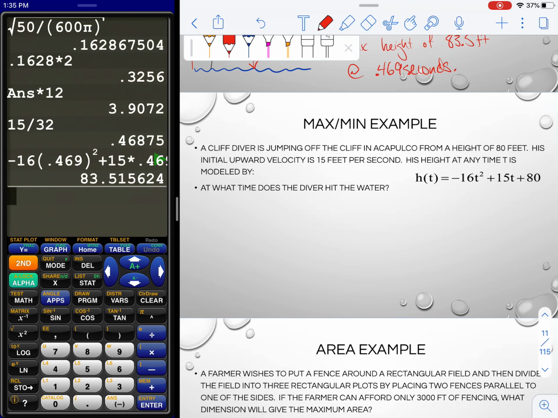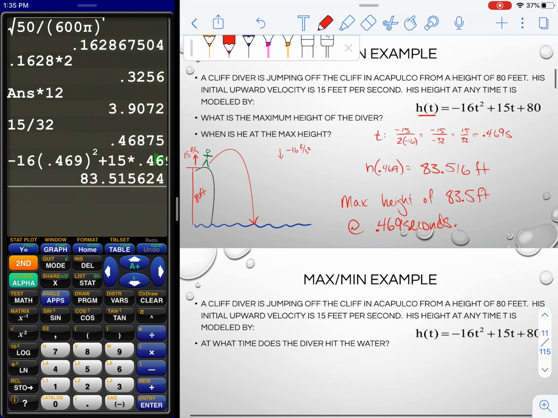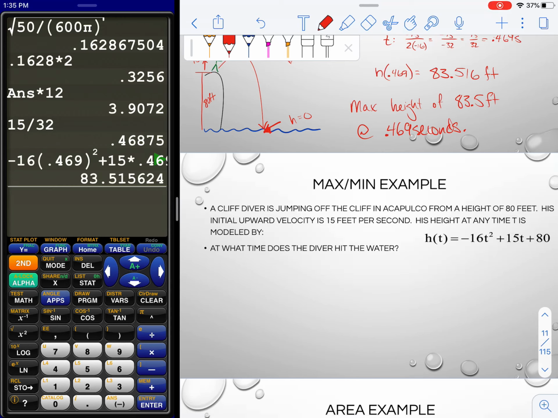Okay, so let's come down to the next part here. It says our cliff diver, same equation. At what time does our diver hit the water? If we take a look here, when he hits the water, right down here, the height of my diver is 0 feet. It doesn't necessarily say set h equal to 0 and solve for t, but in the context of the problem, that's what we're being asked to do. So here I'm going to have 0 equals negative 16t squared plus 15t plus 80.